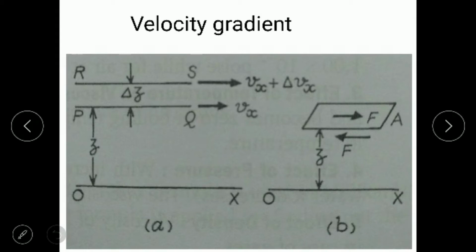So now in this diagram, suppose we consider a liquid flowing in a streamlined motion on a horizontal surface OX. You can first of all refer to diagram A. So OX is a horizontal surface where the liquid is flowing in a streamlined motion.